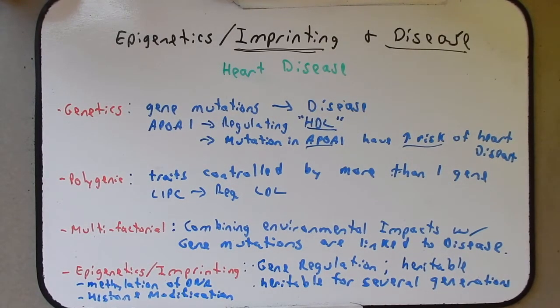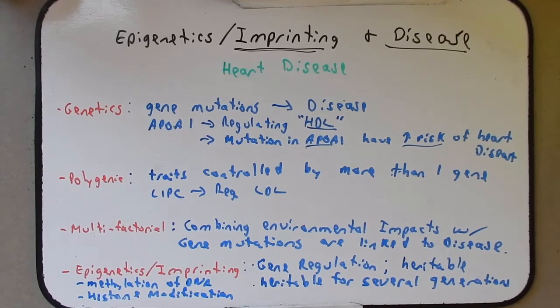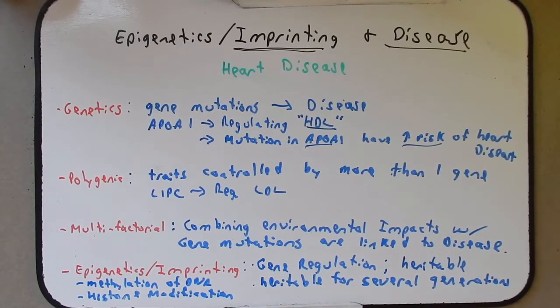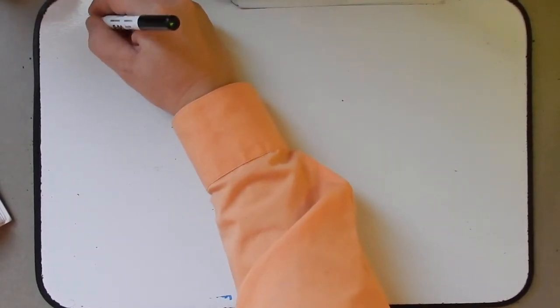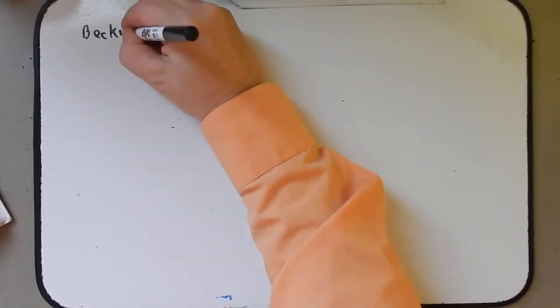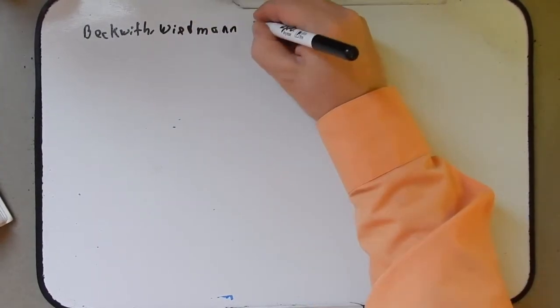Now what I'd like to do is jump in and start talking about a specific disease. So in the rest of this podcast, I'm going to talk about two diseases. The first one is called Beckwith-Wiedemann Syndrome.